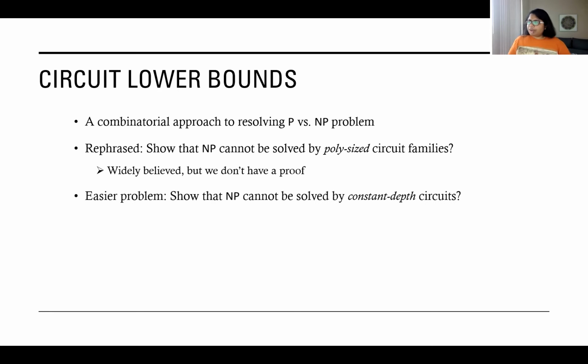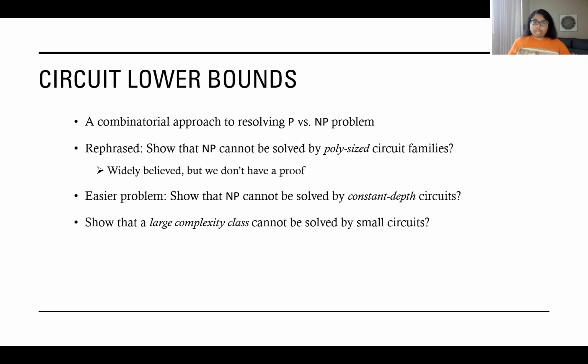So let's make the problem a little easier, right? Maybe I can't say that NP can be solved by polynomial size circuit families, but can I at least say that it's not solved by constant depth circuits? This should be a much smaller class of circuits. Can I show this? For now, we cannot show this. This is still a problem that we haven't succeeded in solving.